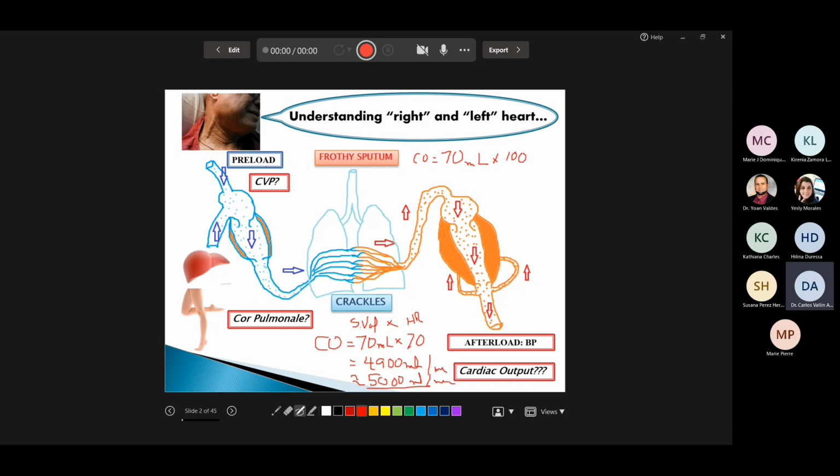Let's see, because you are exercising, you are running, you are going to increase your heart rate to 100 beats per minute. You know that when you are exercising, you can increase even much more than that. This is expected, that when you are exercising your heartbeat increases. So now, what is the result? 7,000. So do you see how the cardiac output changes just by changing the heart rate?